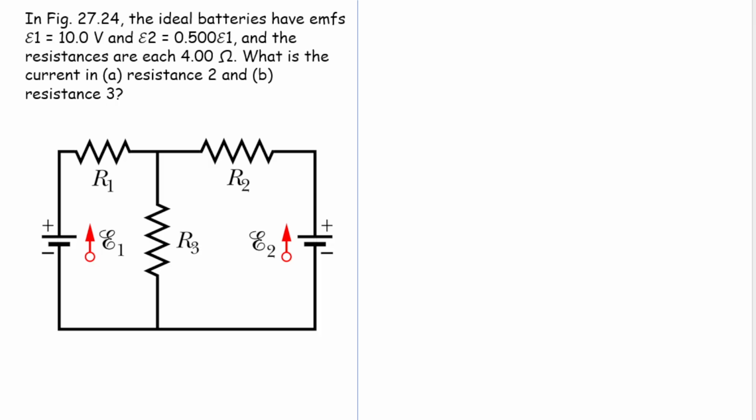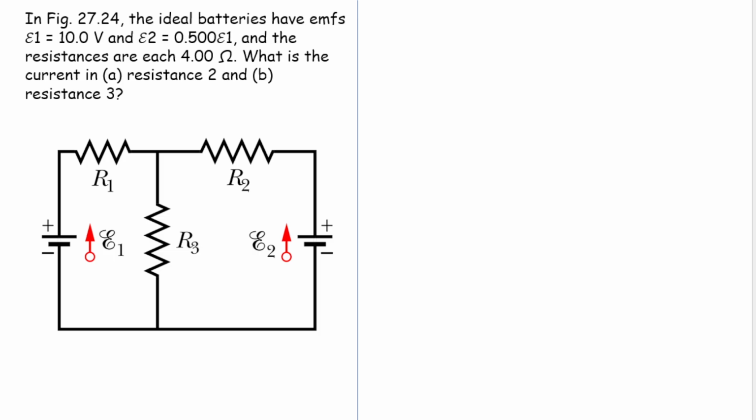Okay, let's read the problem first. In figure 27.24, the ideal batteries have EMFs of E1 is 10 volts and E2 is 0.5 of E1, and the resistances are each 4 ohms. What is the current in resistance 2 and resistance 3?